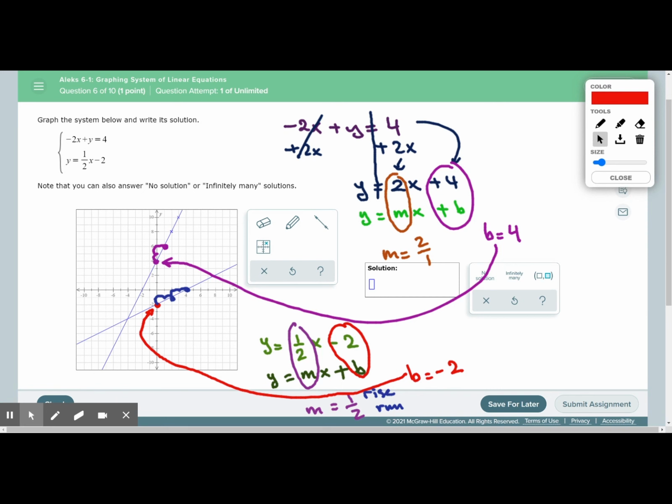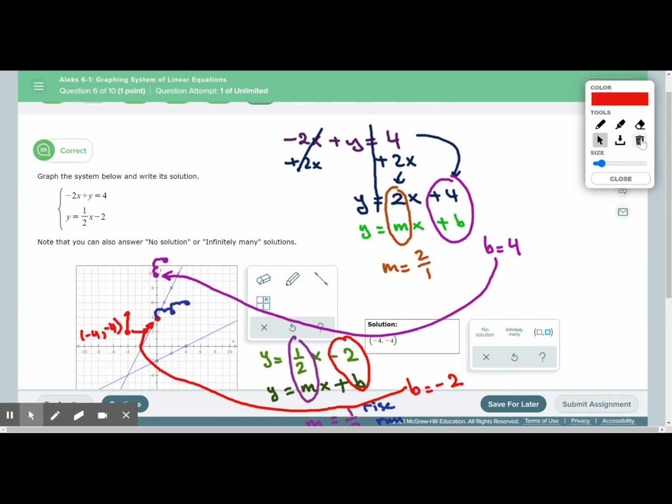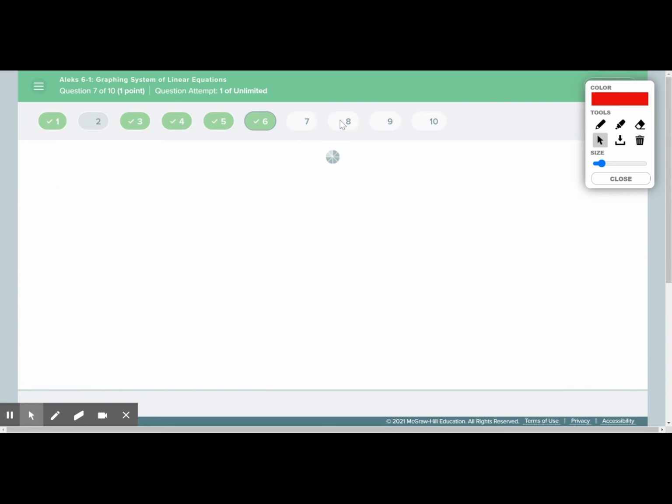They cross at -4. Make sure, in this case, x goes first: -4, comma, -4. In this case they both are -4, so it's hard to tell, but x, y value, x always goes first. All right, so our answer in the solution box, you need to make parentheses, -4, comma, -4, and then close the parenthesis. Check. Easy.